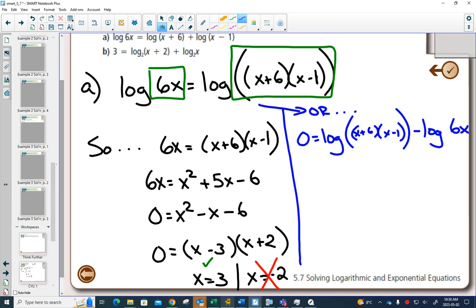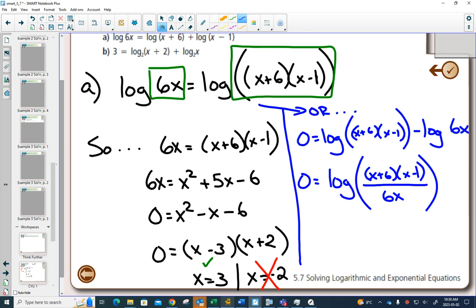And then I have a log law that says if you're subtracting two logs with the same base, you can divide, so I divide by 6x. And now I have got this to be a single logarithm. What do we do next? Once we've got the single one. Right? The step that you forget. So what would we do next once we have a single logarithm?